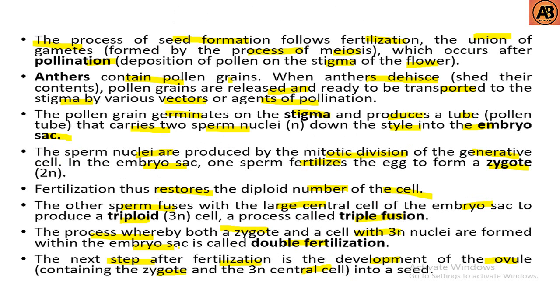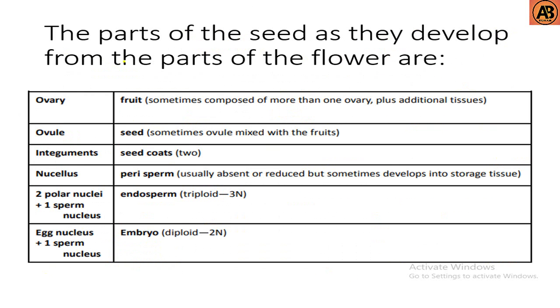Here we can see the parts of the seed as they develop from the parts of the flower: the ovary changes into fruit, the ovule changes into seed, integuments change into seed coats, the nucellus changes into perisperm, the polar nucleus changes into endosperm, and the egg nucleus changes into embryo. So these are the parts of the seed as they develop from the parts of the flower. So this is the entire process of seed formation.